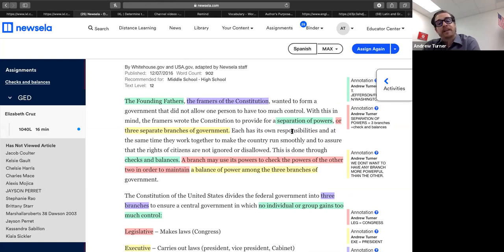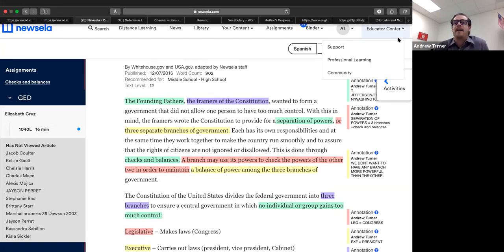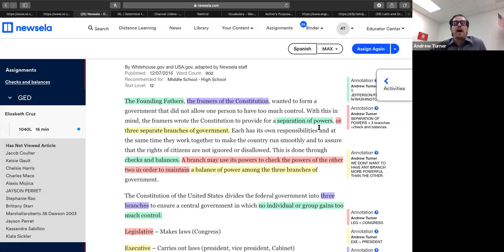Each has its own responsibilities, okay? So that's important, as well as at the same time they work together to make the country run smoothly, to assure that the rights of the citizens are not ignored or disallowed. This is done through checks and balances. A branch may use its powers to check the powers of the other in order to maintain a balance of powers among the 3 branches. So the big idea there is that basically, you have 3 branches. They all have certain powers. Each one, in a certain way, is going to check the other one.